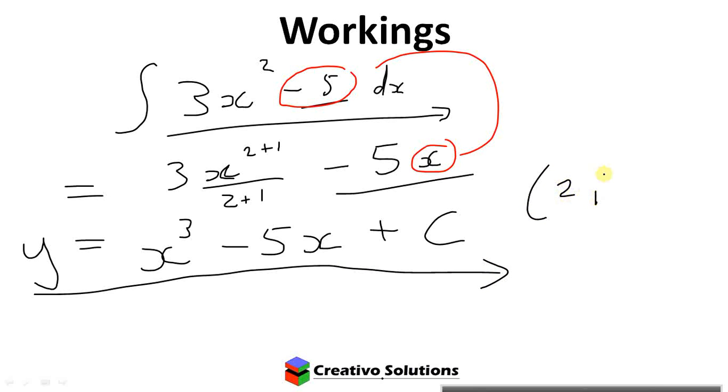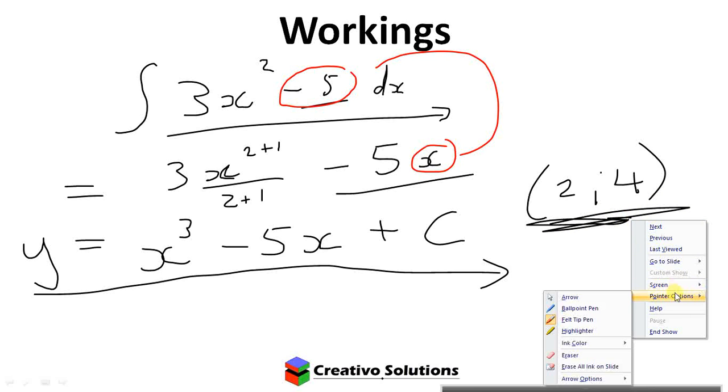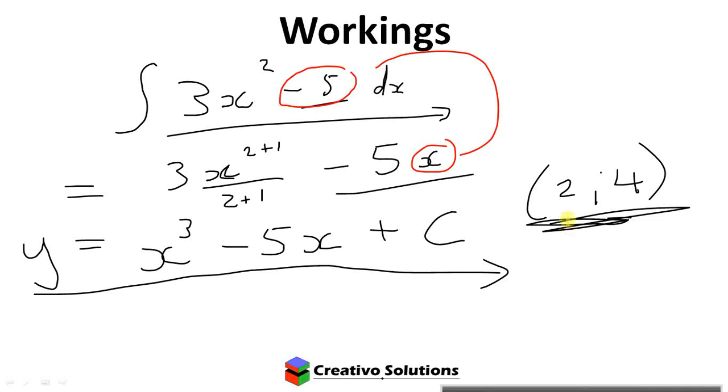I have a point 2 and 4. So is it possible to find c if I know what the point is? Yeah. How do you do that? Substitute in, do you agree? Substitute your 2 in for x, and substitute your 4 in for y, and you should get it. Okay, so let's see what c you get.